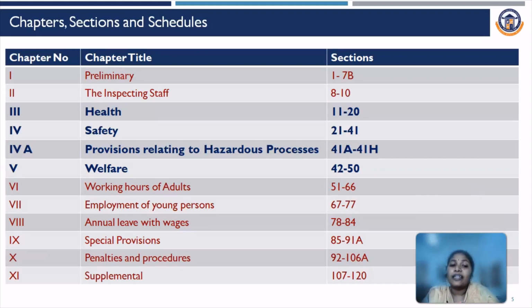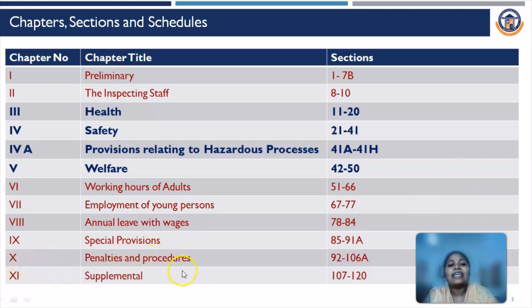And Chapter 10 is about penalties and procedures. When there is a rule, a code of conduct or whatever is told in chapters 1 to 9, if it is not followed, if it is not adhered to, if it is not as per the norms, then that particular factory or that particular person will be penalized. They have to pay the penalties and they have to do the procedures that the authorities tell them. And sections 92 to 106 cover the penalties and the procedures.